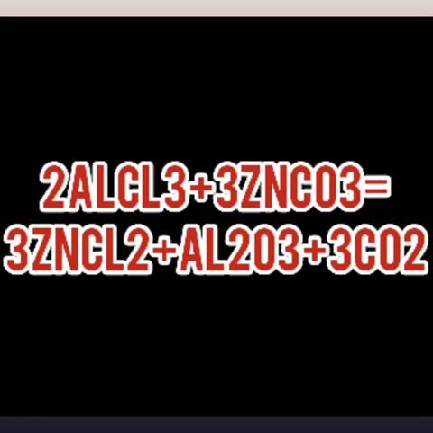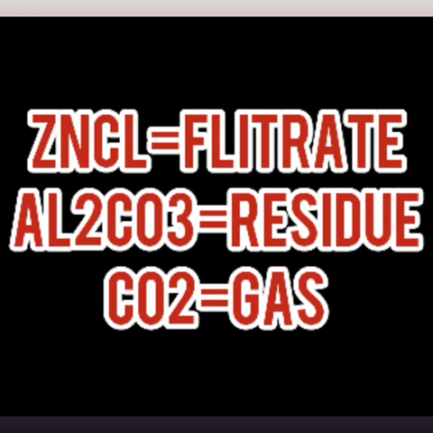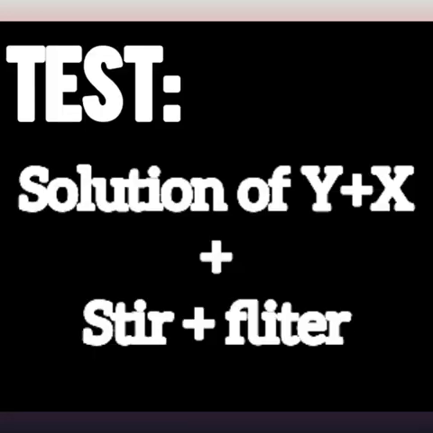It will give you zinc chloride plus aluminium oxide plus CO2 gas. Your zinc chloride will be your filtrate and your aluminium oxide will be your residue, and of course your CO2 is your gas. So now let's go on with the tests of the combined salts. For your first test of your combined salt form, still remember that Y is your aluminium chloride and X is your zinc carbonate.